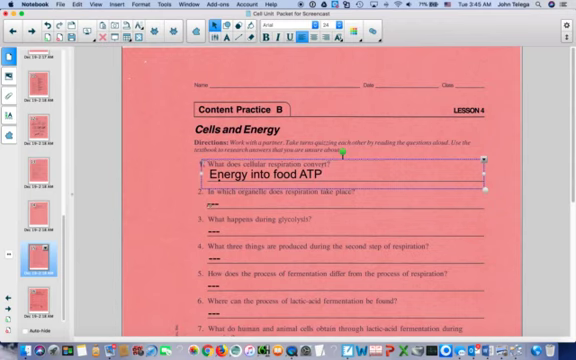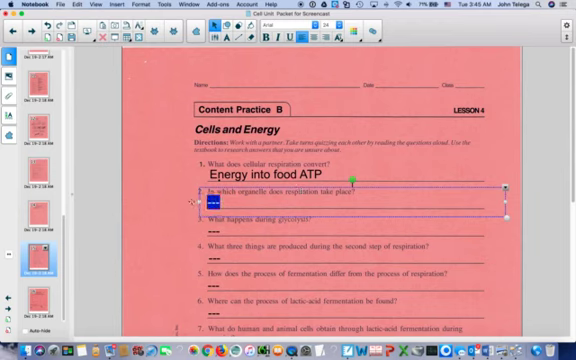And then 2. Do that in every single one. That's going to be great. In which organelle does respiration take place? Mitochondria.